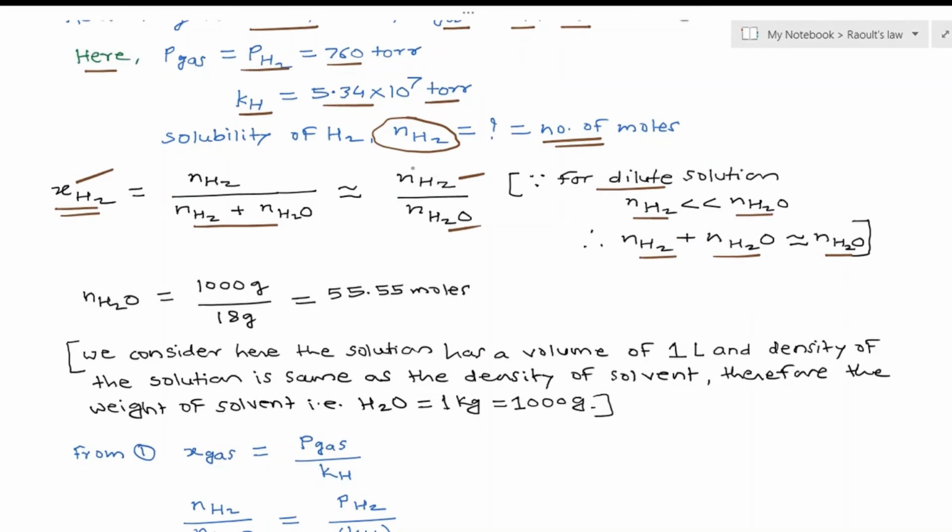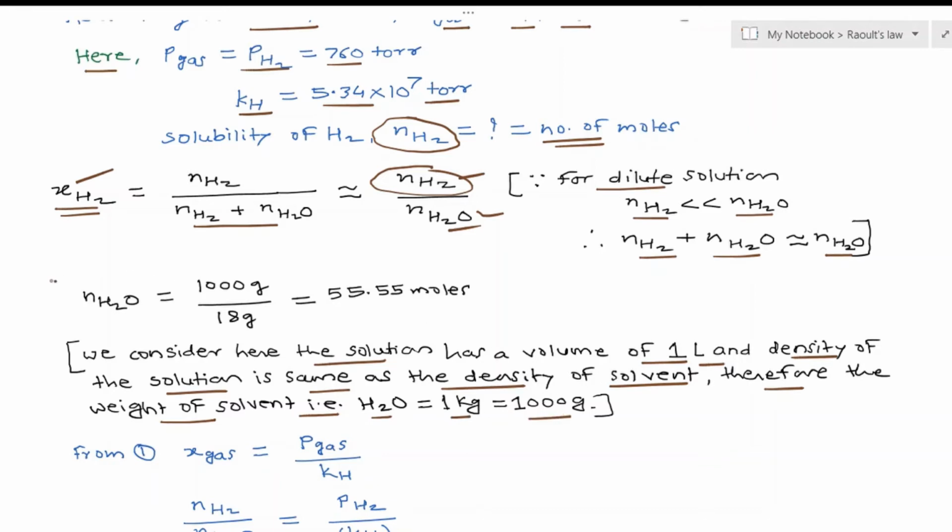Now here you have to calculate the number of moles of water. For that, first we calculate the number of moles of water. Here in the numerical we consider that the total volume of the solution is 1 liter and the density of the solution is the same as the density of the solvent, that is, the density of water. So therefore we consider the weight of solvent, that is water, to be 1 kg, that is 1000 gram.